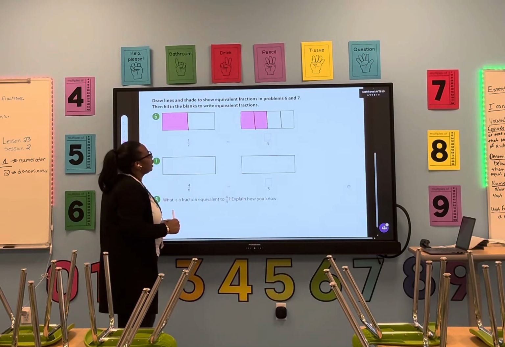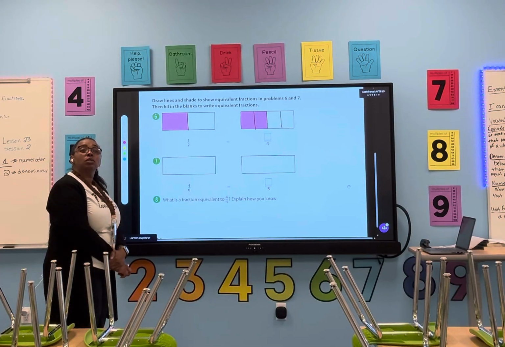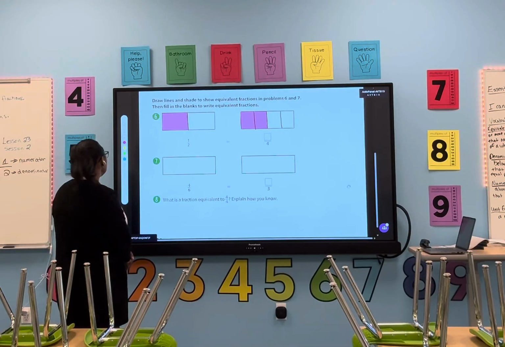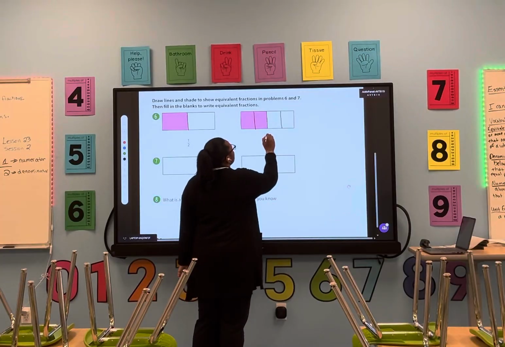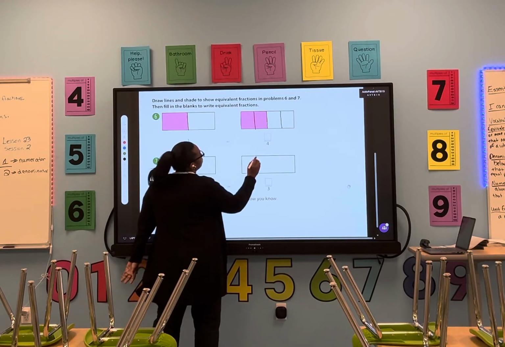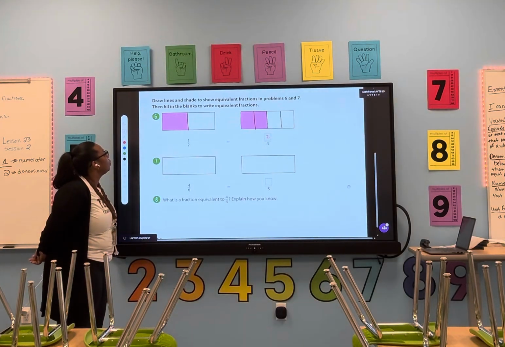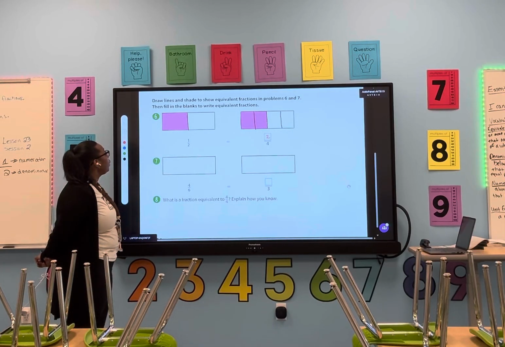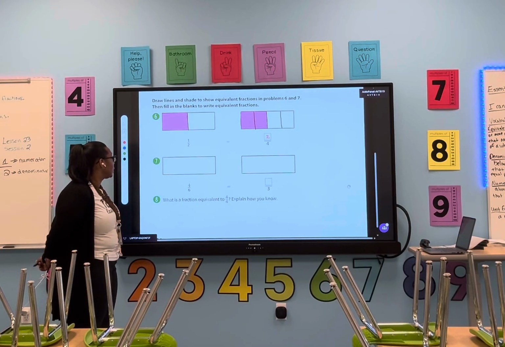Okay, so now that I've shaded them a little bit more, I'm going to step back and now it looks equal to me. So now I can go ahead and put my numerator, which tells me how many shaded parts I have. And I have 1, 2, so my numerator is 2. Let me do it in a different color, red. There we go. Okay, so 1/2 is equivalent or equal to 2/4. Okay, let's go ahead and go to number 7. So number 7 has 4/6.